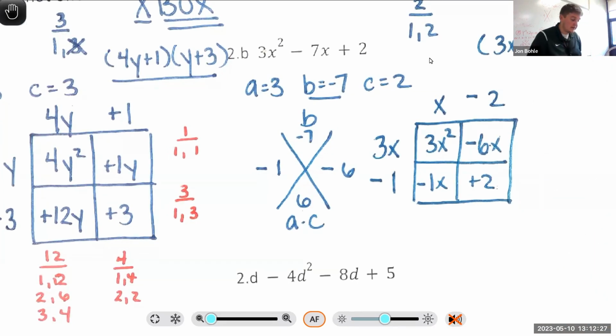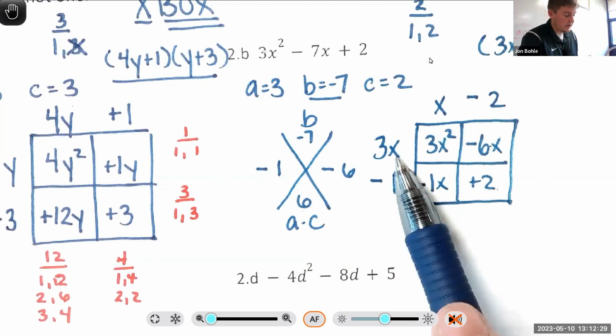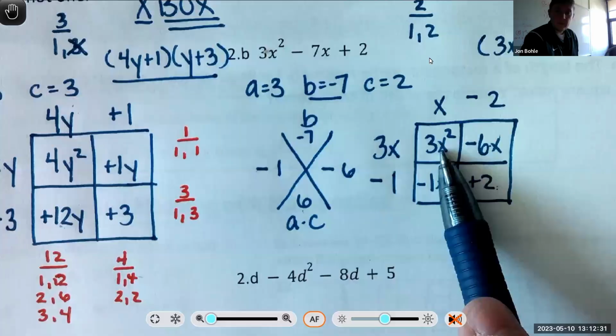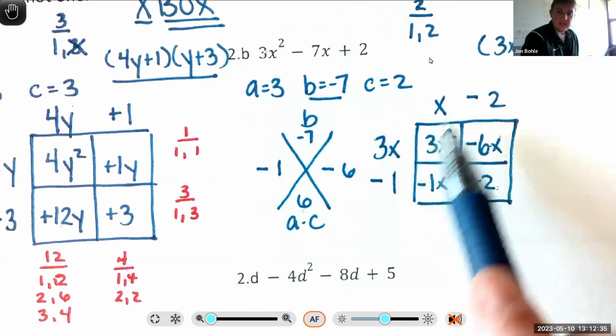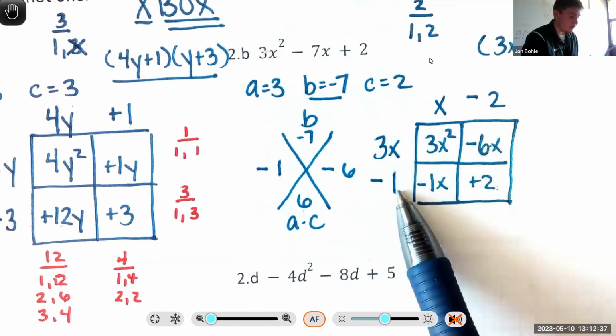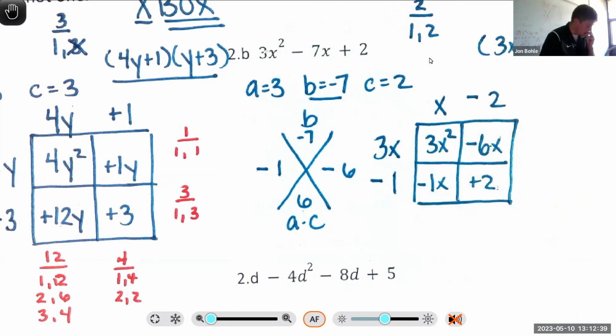And again, you can check this really easily. 3x times x is 3x squared. 3x times -2 is -6x. -1 times x is -1x. -1 times -2 is +2.